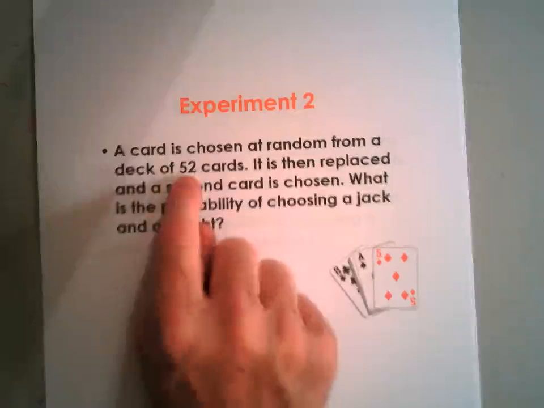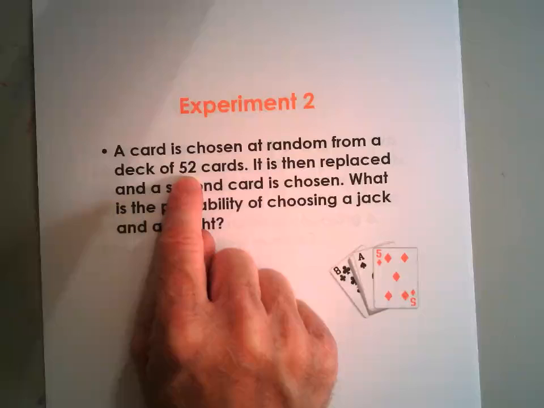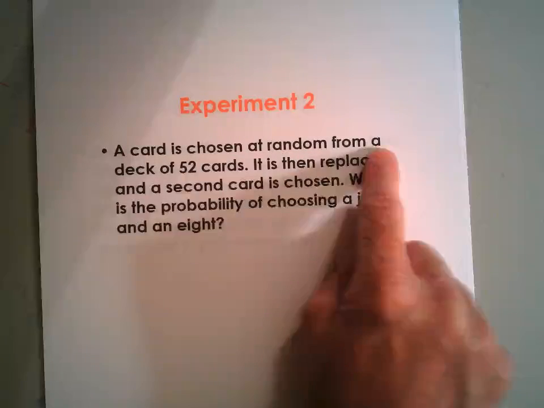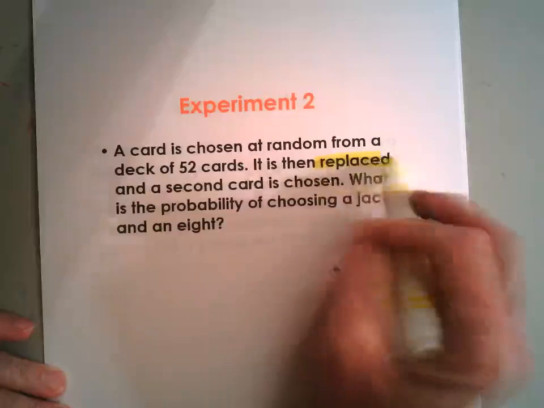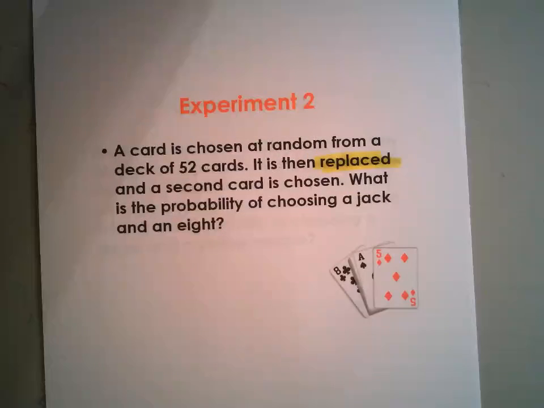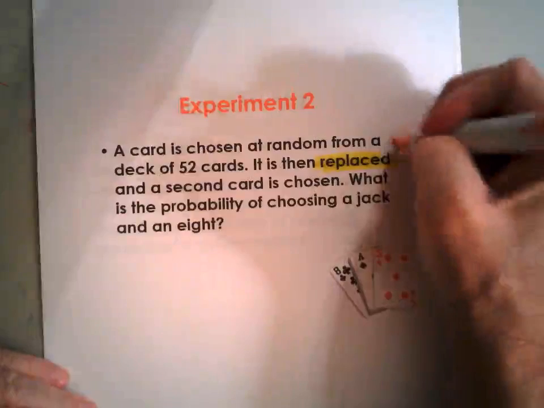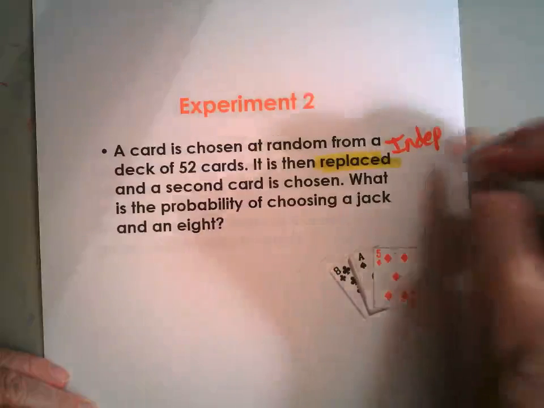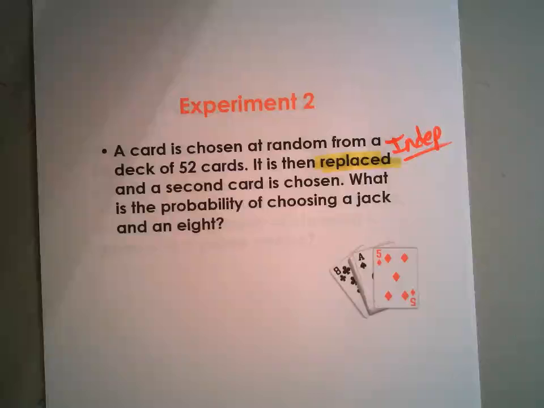There are 52 cards in a deck. Hopefully you remember your cards. If you don't, let me know, and I'll help you look up where they are. So a card is chosen at random from a 52-card deck. This word "replaced" is a big clue for independent. So the word "replaced" is a big clue for independent.